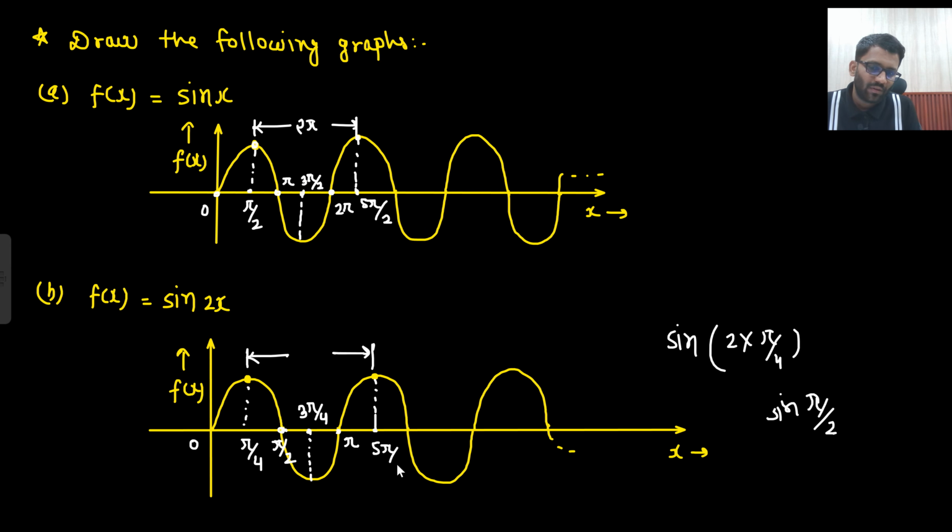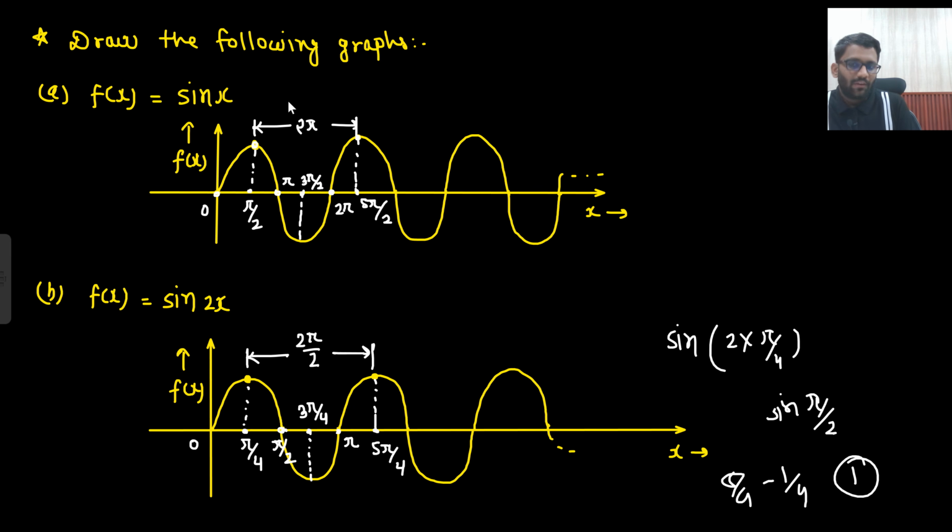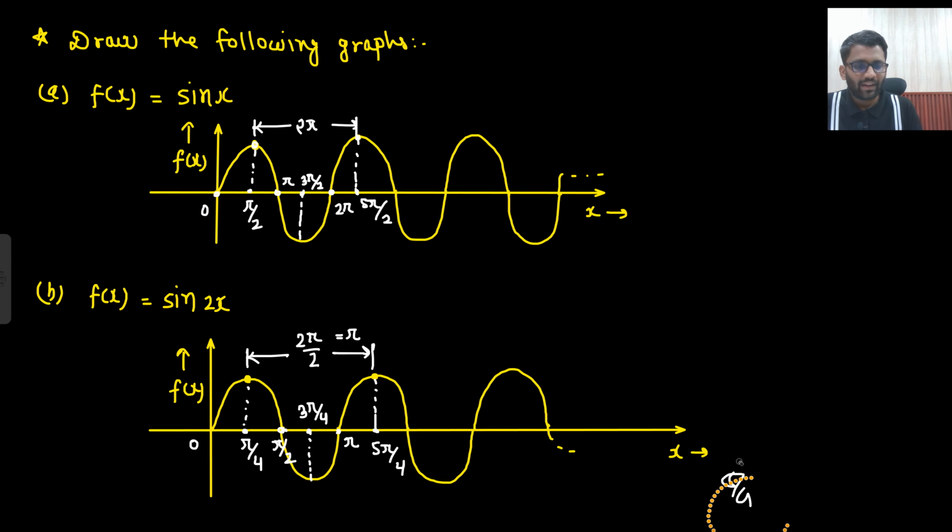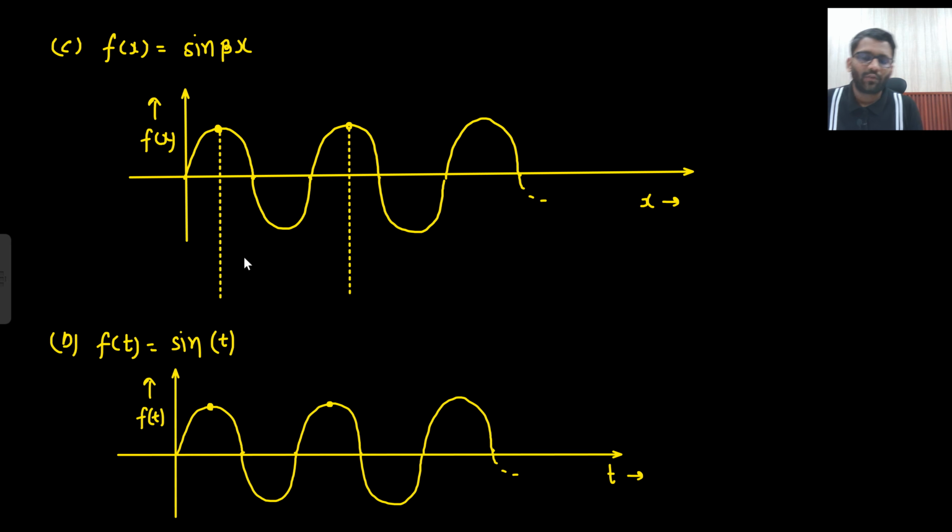What is this? Pi. What is this? 5 pi by 4. So between this point and this point I am asking, what is the difference? 5 pi by 4 minus pi by 4. 5 by 4 minus 1 by 4. 1. So that difference is pi. Or how can I write it? 2 pi by 2. If this window is 2 pi, so here the window is 2 pi by 2, or you can write it is equal to pi. Right? And if I ask you to draw the waveform of sin beta x, then what will be this length? 2 pi by beta.